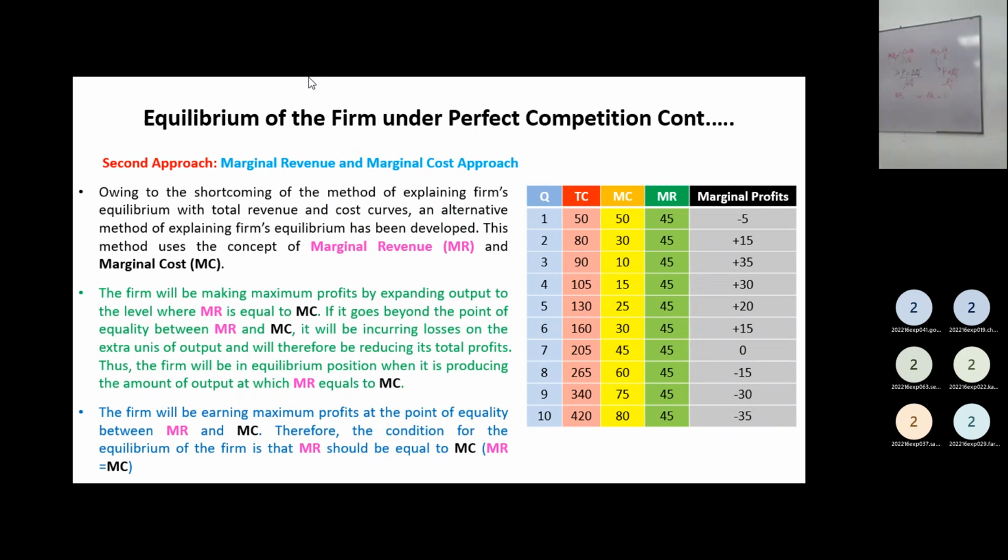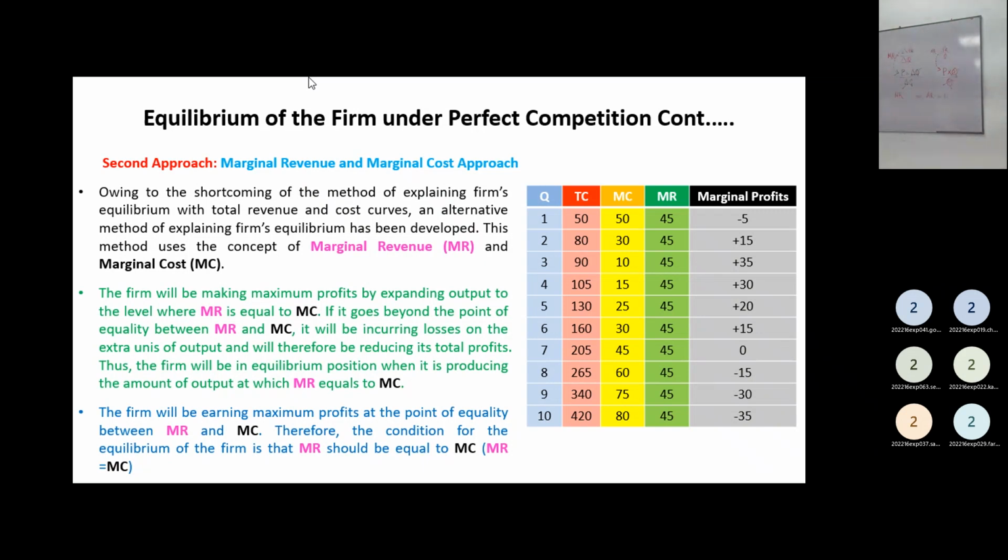Then, the other way around. You are going to produce one more quantity, and the additional cost that you have to incur, let's say, is 20 rupees. And you are getting an additional income of 45. I would like to produce, right? Did you get the difference?